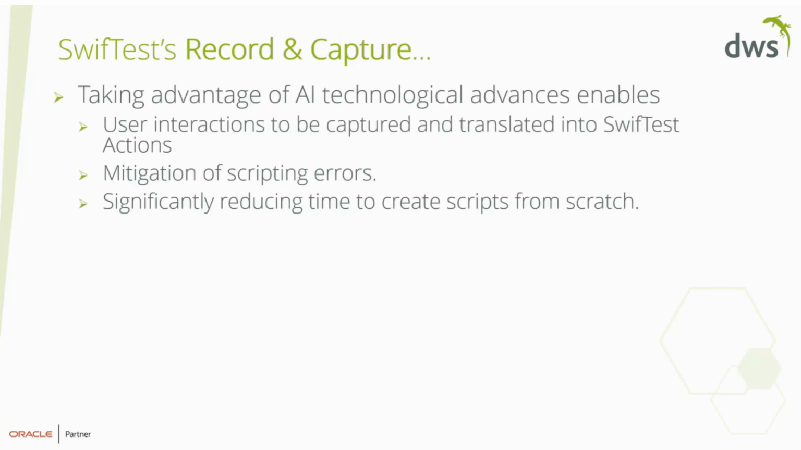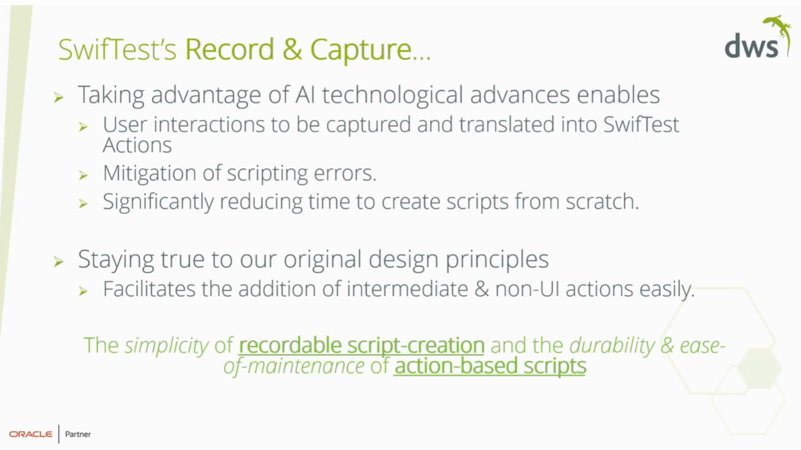And that leads us to record and capture. With this functionality, with this enhancement, we are taking advantage of AI and the technical advances that brings. So users are able to interact, and their interactions are captured directly in E1 and then translated into SwifTest Actions. So you still have that mitigation of scripting errors, and it significantly reduces the time to create scripts from scratch.